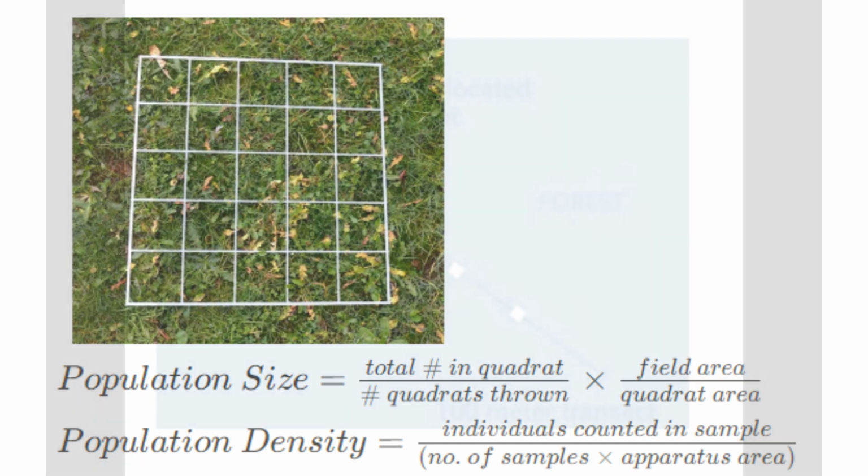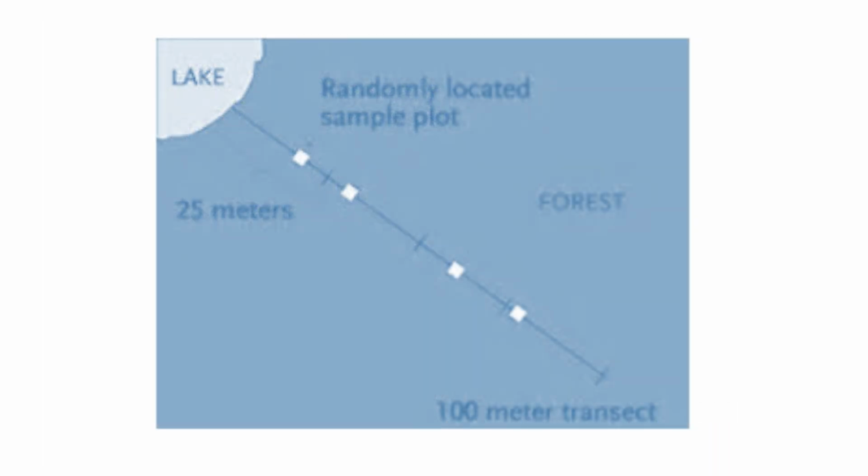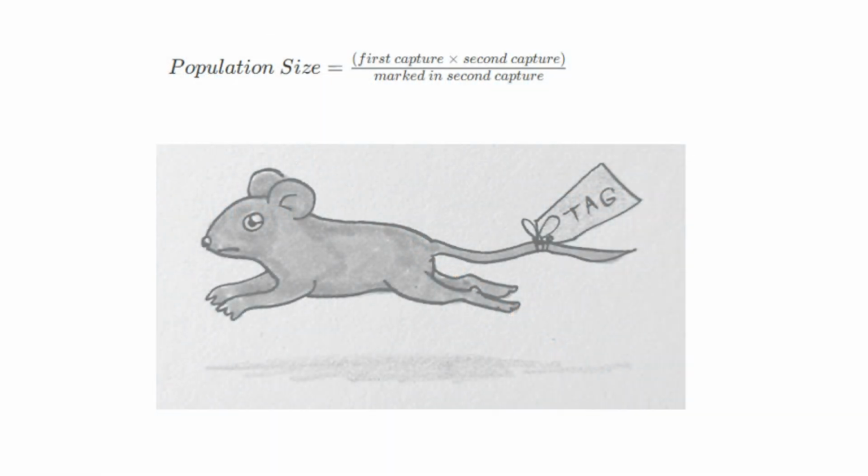Another method is the belt transect, where a line is drawn across the study area and quadrats are placed at intervals along it. This helps scientists see how populations change across different parts of a habitat. Maybe there are more crabs near the shoreline and fewer as you move inland. But what about animals that move quickly or cover large areas? That's where the capture-mark-recapture method shines.